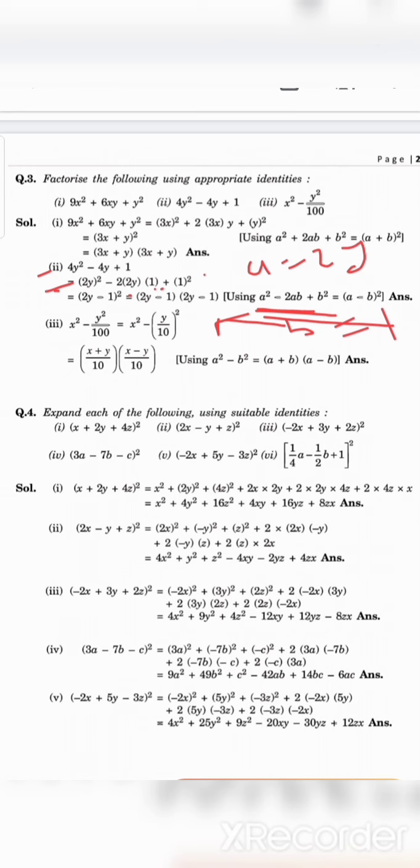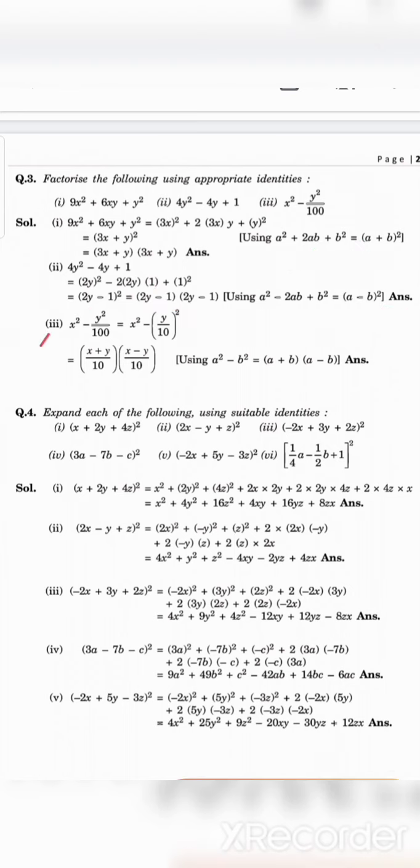So substituting these values in the LHS, the factor of our identity, we get a minus b whole square, which means 2y minus 1 whole square. Square means 2 times, so we write the factors of our polynomial: 2y minus 1 into 2y minus 1.